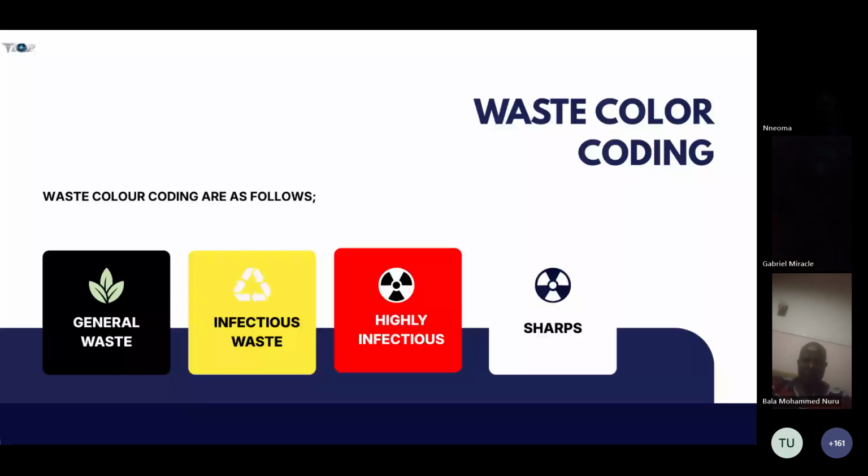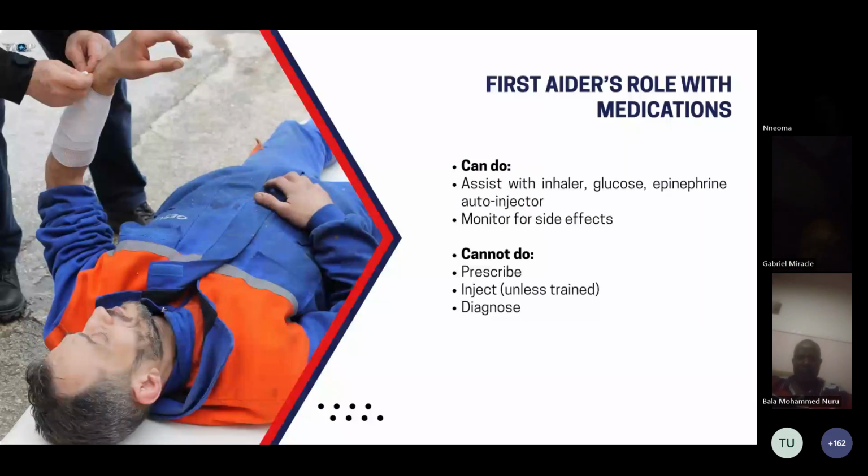Now, let's move on to pharmacology for first aiders. Not every first aider can give every drug, but there are certain drugs that can be given by first aiders.